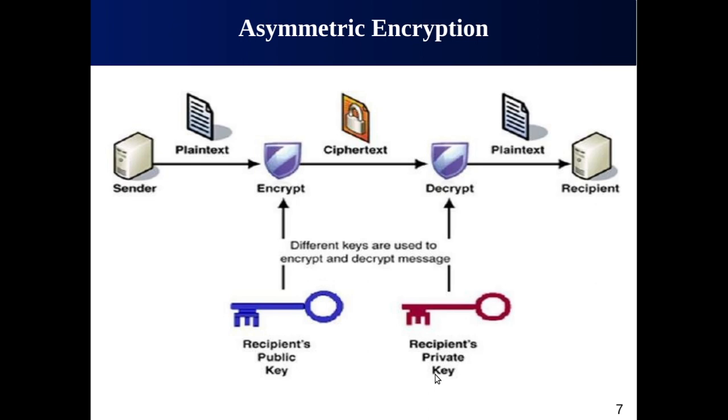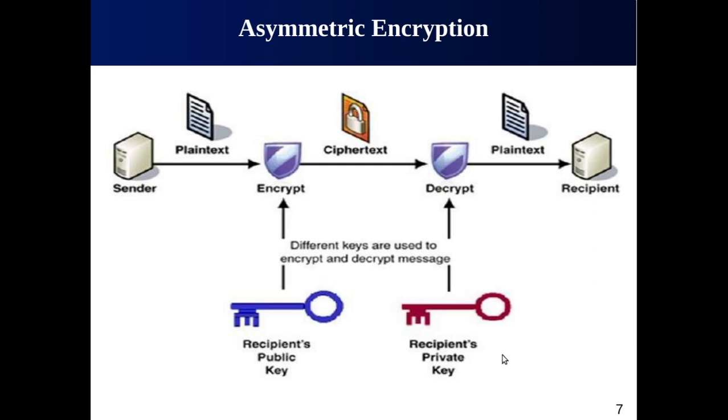We have a sender and receiver. The sender is interested in sending plain text over an insecure medium to the recipient. The sender will convert the plain text into ciphertext by using an encryption algorithm along with a public key. This public key is used only for encryption, and then he or she will send the ciphertext over the insecure medium. At the receiver side, the receiver will use his or her private key to decrypt the message, converting the ciphertext back into plain text.